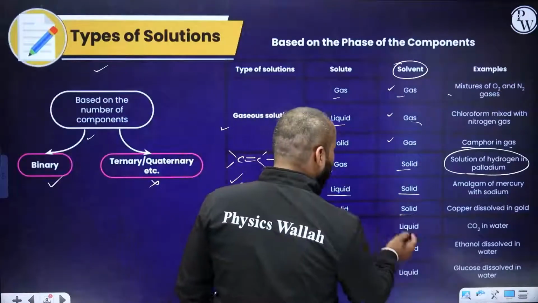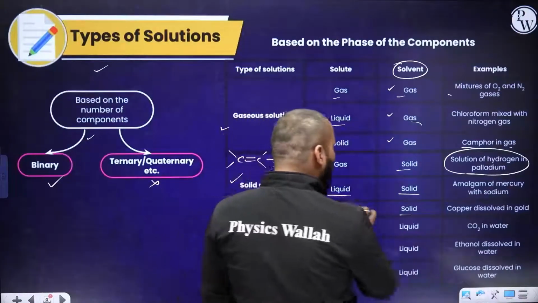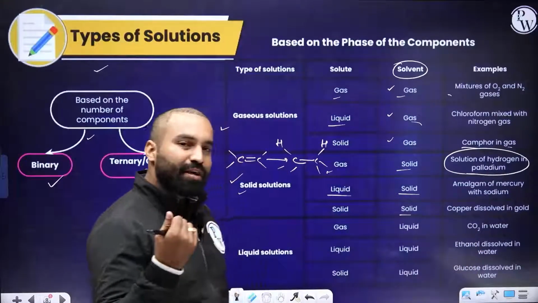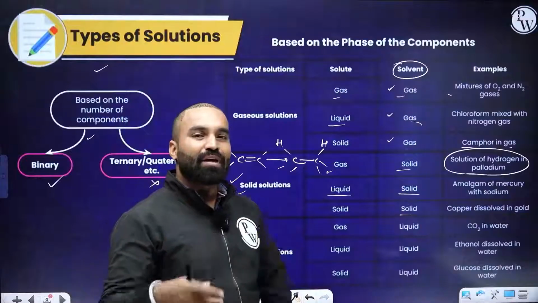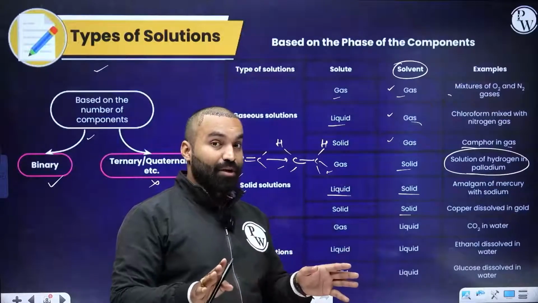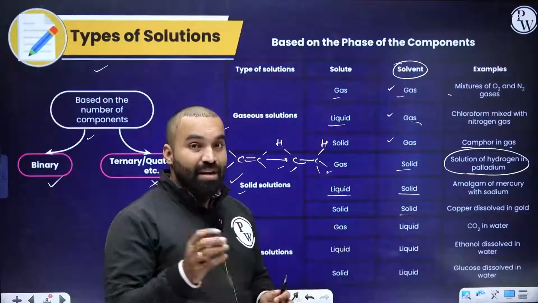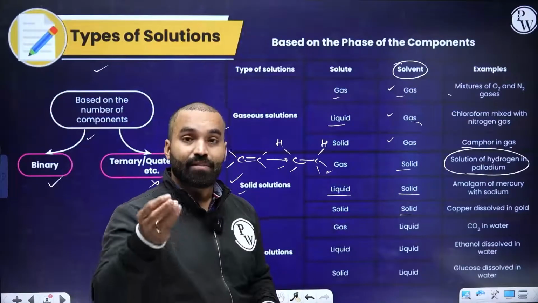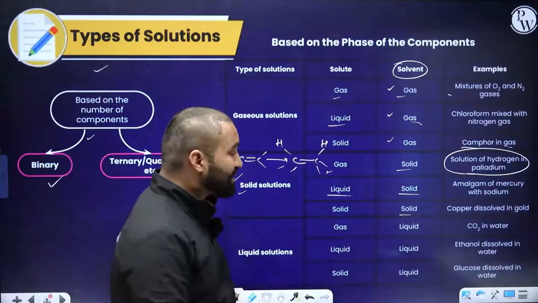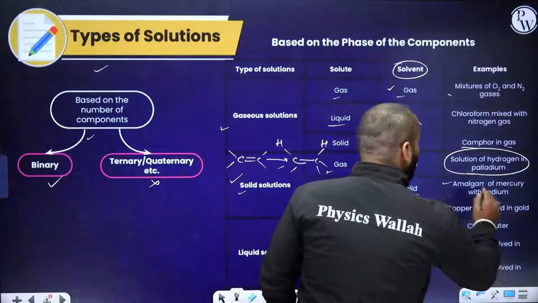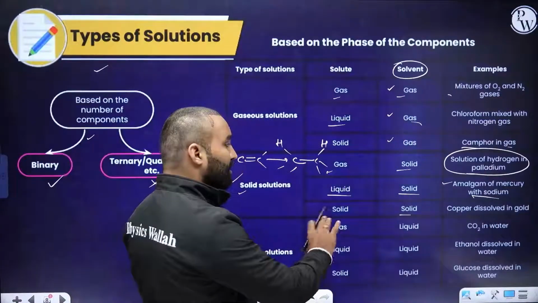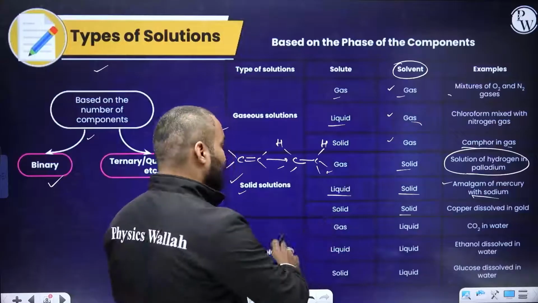Solid solutions, again, we will be using liquid and solid. Amalgam of mercury: any metal that you take with mercury will mix up with it. Most of the metals, I'm not saying every metal in the periodic table, mix up with mercury. Many metals do not form amalgam. For example, ruthenium doesn't, iridium doesn't, rhodium doesn't. So you should be extremely careful about it. So an amalgam of mercury with sodium makes a solid solution. So a liquid goes into a solid.